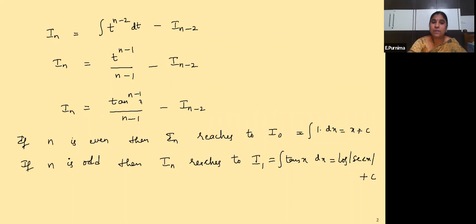In is equal to tan to the power of n minus 1 x by n minus 1, minus I n minus 2. Understood, children? So like this, you have to do the reduction formula. Now, next one.